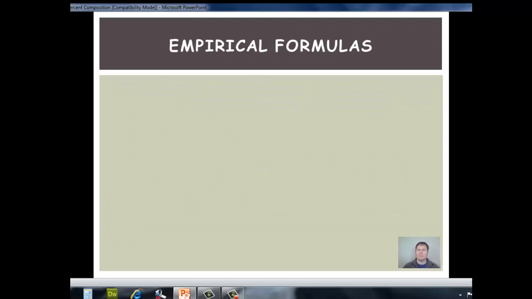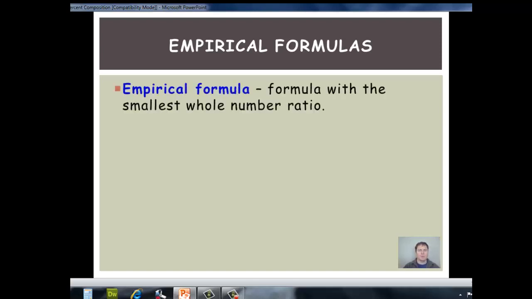Remember, there are two types of formulas we've talked about, empirical and molecular. The empirical formula is the formula with the smallest whole number ratio of atoms. So our subscripts are in the lowest ratio. Remember when we did this with ionics, if we had a 2 and 2 for subscripts, they canceled each other out. If we had a 4 and 2, the 2 canceled a 4 out. So this is what we've been doing for ionic compounds.